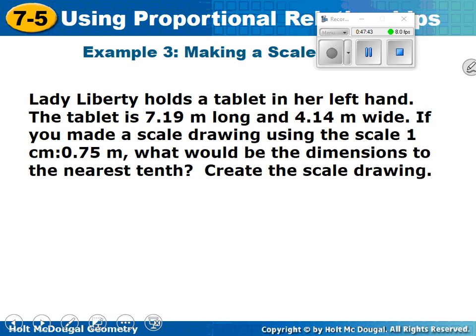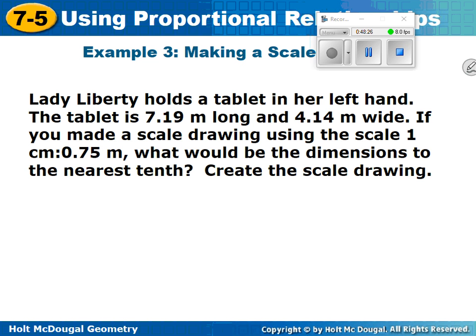Okay, so now we're going to do it to create an actual scale drawing. So everybody's going to need a ruler. Jump up and grab one real quick. Just make sure, does it work still? Okay, so ruler's down.